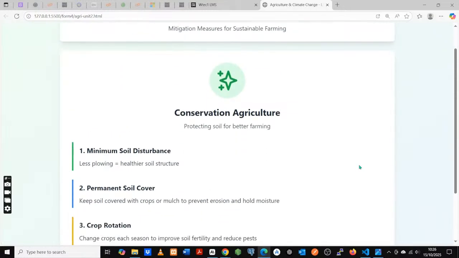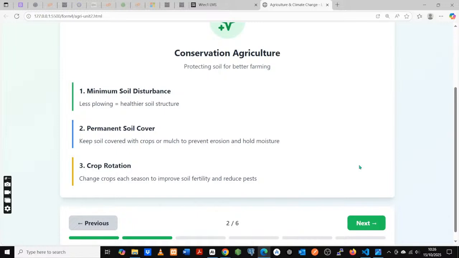So, number one, it's conservation agriculture. We need to practice conservation agriculture. The aim of conservation agriculture is protecting soil for better farming. We have three principles of conservation agriculture. Number one, minimum soil disturbance. They say there must be less plowing, less tillage, almost zero tillage to the soil. We should not disturb our soil. So we shouldn't make ridges every year.